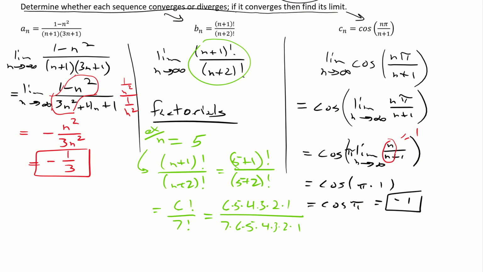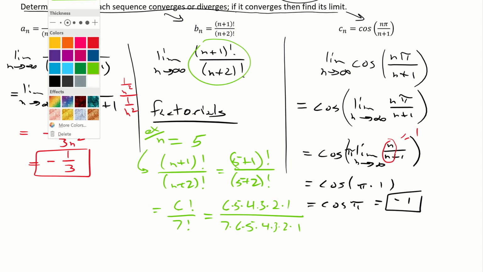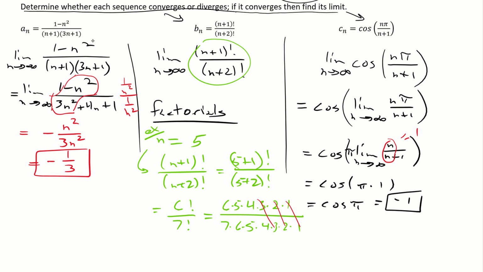How do you cancel those things? It's a good question. This is how. These are canceling, cancel, cancel. Look who's left. The 6 is canceled. Look who's left: the 7 downstairs. So what I'm saying is you get 1 over 7. You know why? Because he had one extra factor. That's what factorial means. He has a 6 factorial, but he has a 7 factorial.